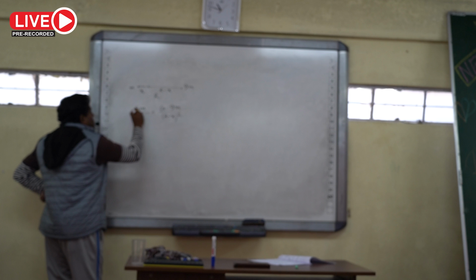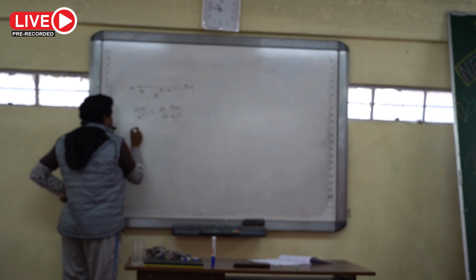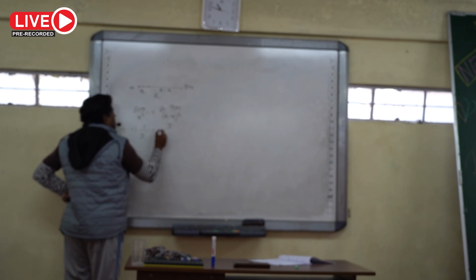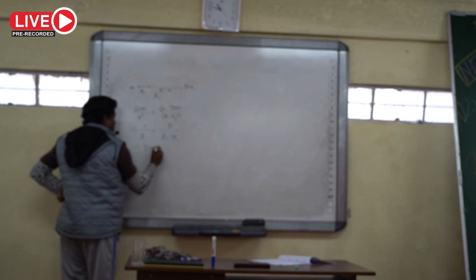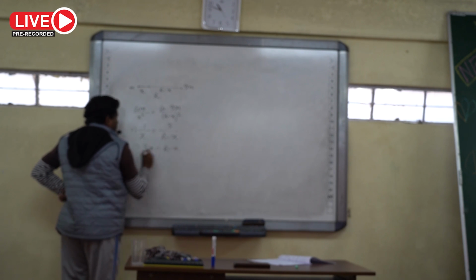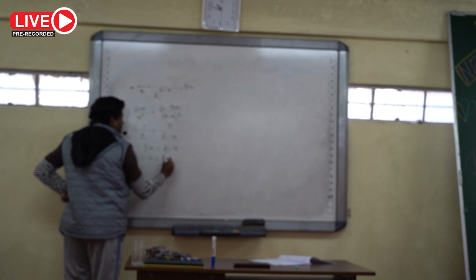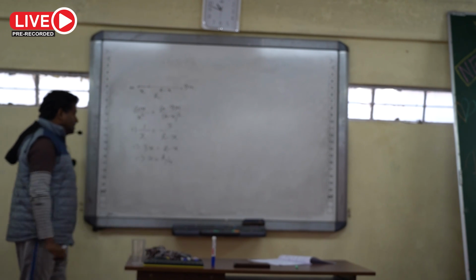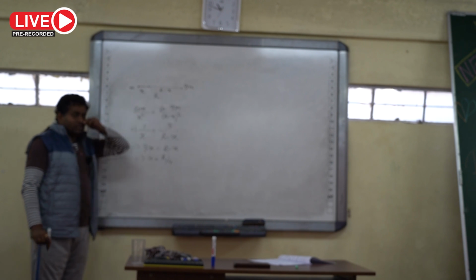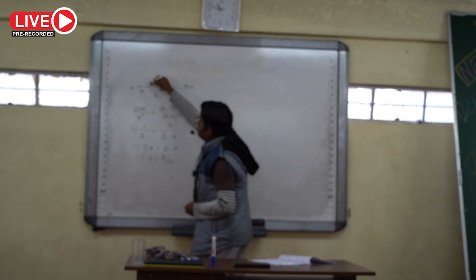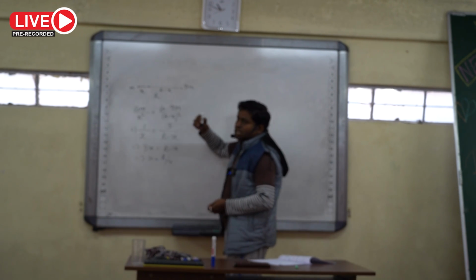Then this Gm will cancel, and taking square root we can write 1 by x equal to 3 by r minus x. So 3x equal to r minus x, so 4x equal to r, or x equal to r by 4. So x equal to r by 4 means r minus x will be 3r by 4. Then I have to calculate the potential at this point due to both the masses.